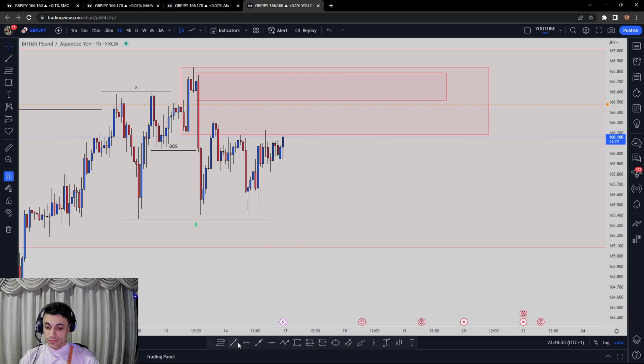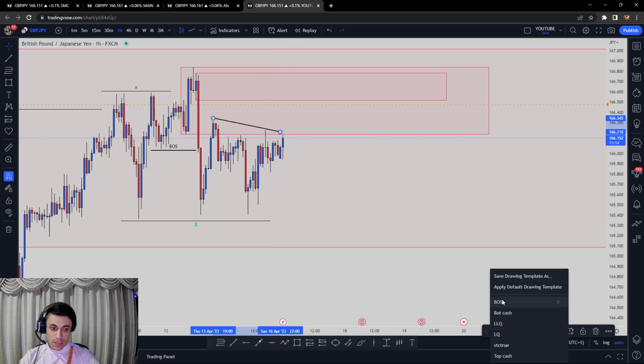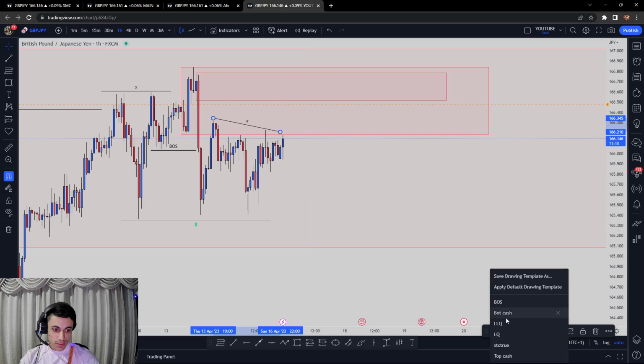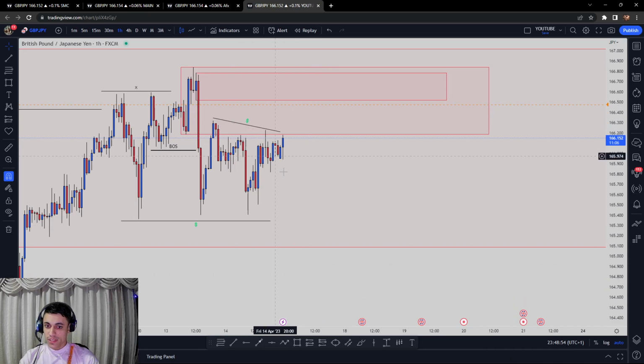Now, once the market broke structure and validated this OB, we created liquidity along the way. Look at that. We have liquidity from here to here. So let's call that a liquidity. Cash, liquidity. See that? Now look what the market's trying to do. It's trying to grab that liquidity. The market is pushing up.